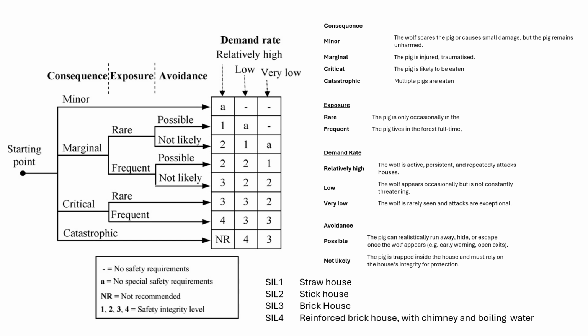Then we have the opportunity for avoidance. The pigs can realistically run away, hide, or escape. Or it's possible that the pig is trapped inside the house and must rely upon the house's integrity. And you can apply the graph exactly the same as you could the SIL graph. And at the end of this, we'll end up with some particularly good, strong advice to the pigs on the safety integrity level of the houses that they should be building.